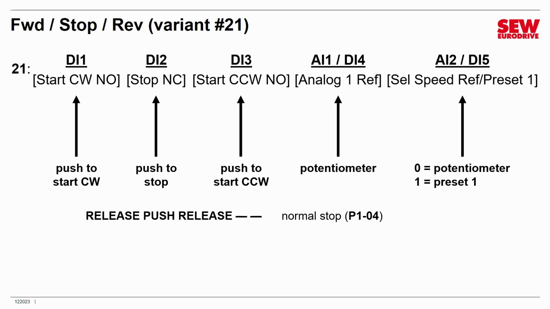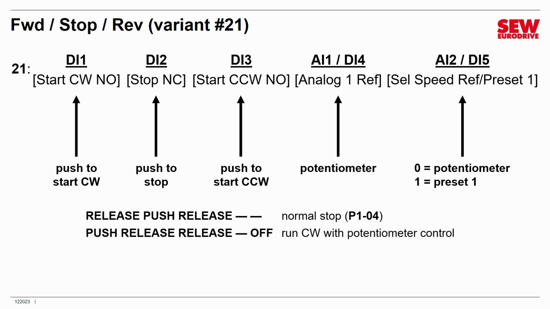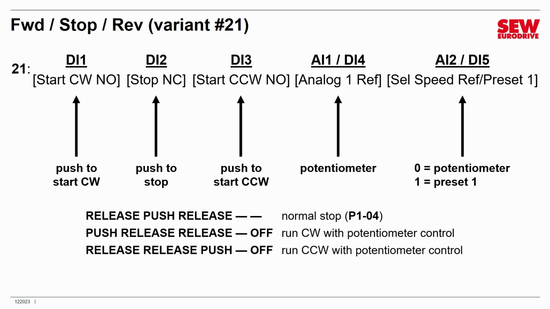So let's look at an example here. First of all, if you push the switch connected to digital input 2, it will stop the VFD normally using the ramp in parameter 1-04. Now, if digital input 5 is off, we're going to be in potentiometer control mode, and if we push the button connected to digital input 1, it will start the VFD clockwise. The potentiometer will set the speed.